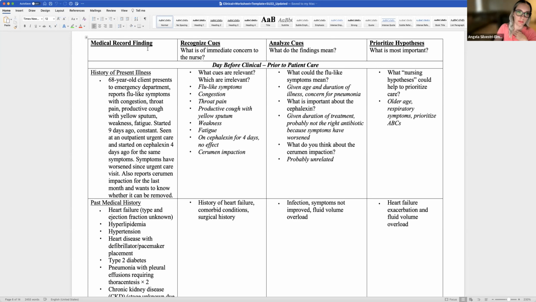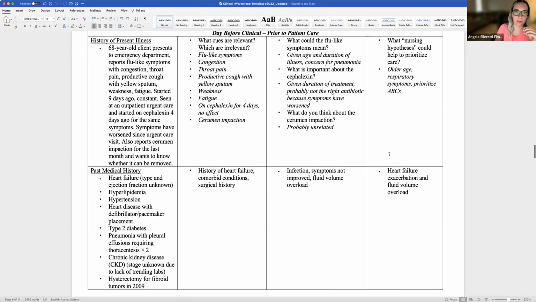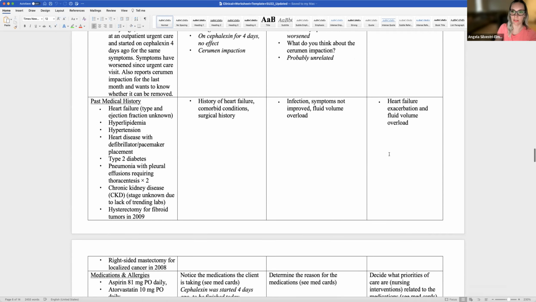So for this medical record finding, here's their HPI. Rather than them just copying that down like they tend to do, they now have to go through this process and answer these questions. So what cues are relevant, which are irrelevant? And so that's recognized cues. And then analyze cues. What could they mean? Having them explain what they think these findings mean. And then prioritize hypotheses: what's most important and what things do they need to be thinking about. And doing that same process for each aspect of the medical record.